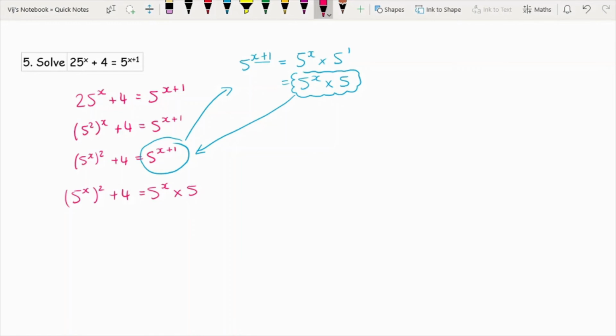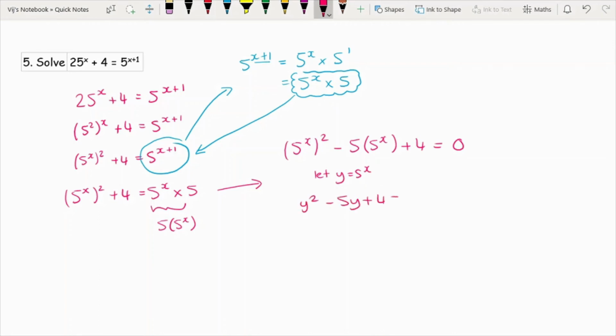From this, what I can now do is take all of this over to the other side. So I've got (5^x) squared minus 5 lots of 5^x plus 4 equals 0. Then if I let y equal 5 to the power of x, I get y squared minus 5y plus 4 equals 0. If I then go on and solve that, I get the values of y equals 4 or 1.